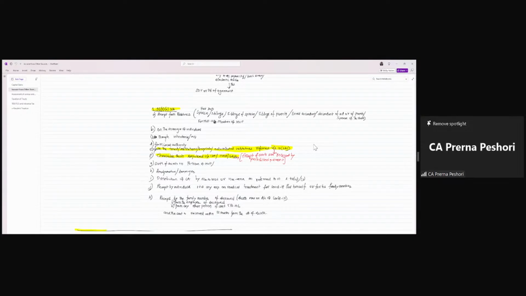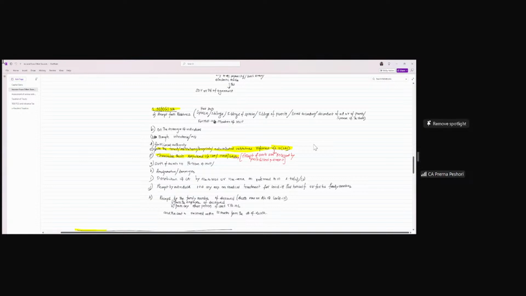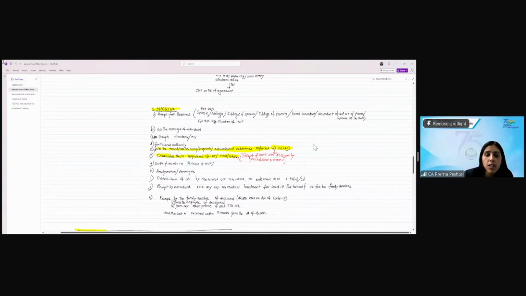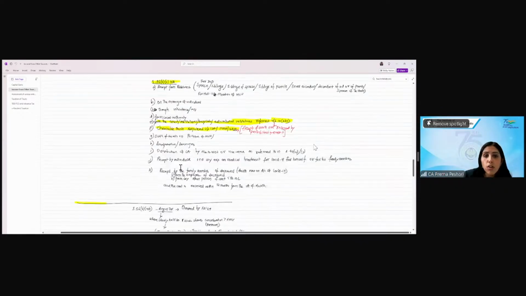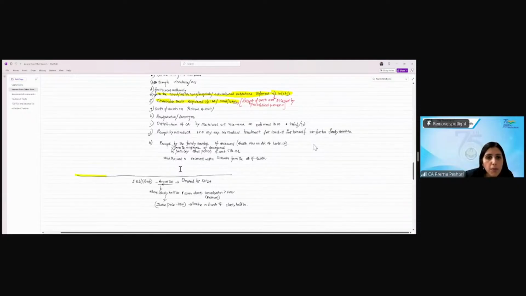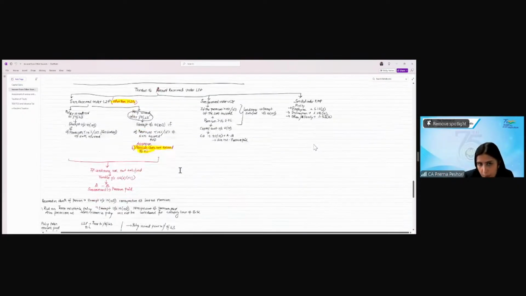Then we saw that distribution of capital asset by a holding company to a wholly owned subsidiary and vice versa. Again, in the hands of the company, there is no 56(2)(x) applicable, right? Then receipt by an individual with respect to any expense on medical treatment for COVID, or receipt by the family member of a deceased where the death was on account of COVID, 56(2)(x) is not applicable.